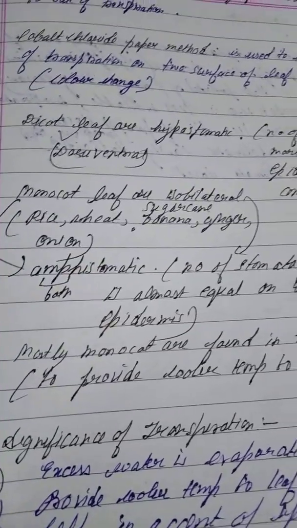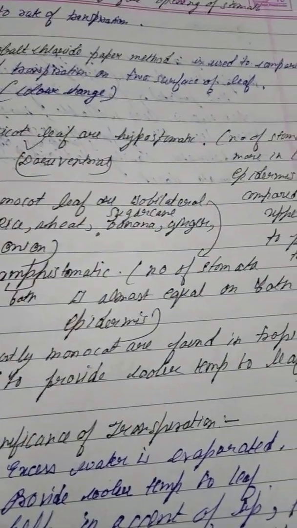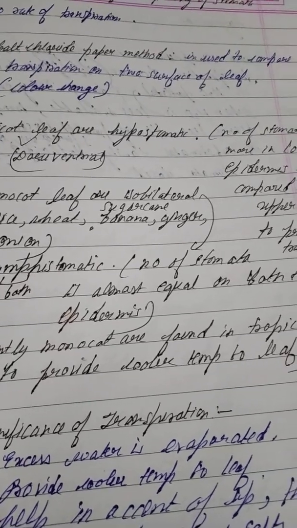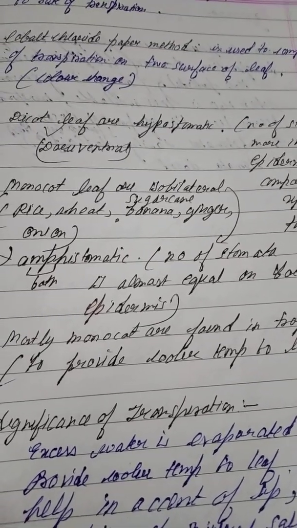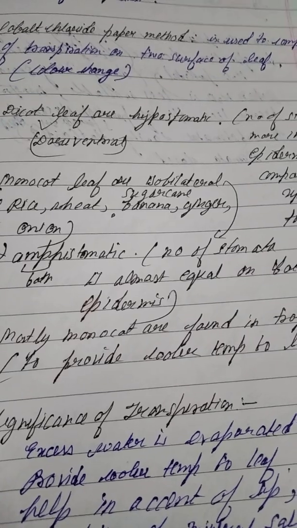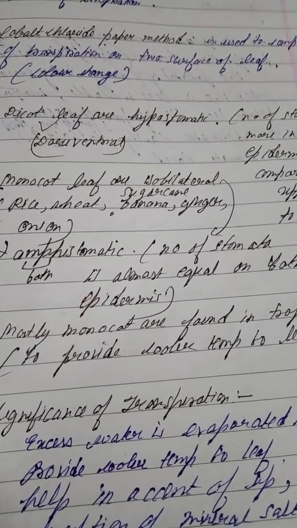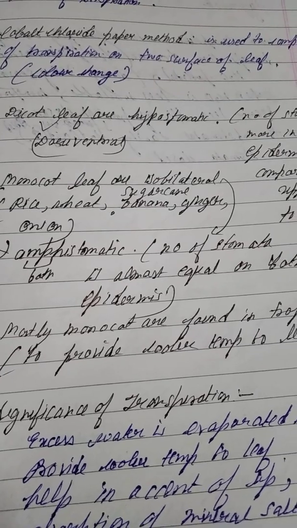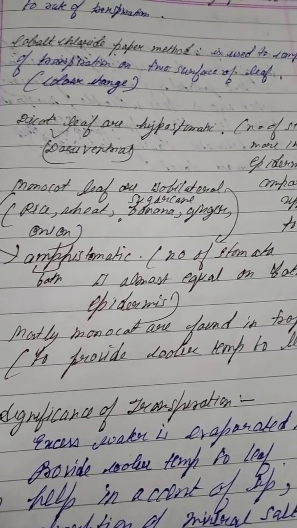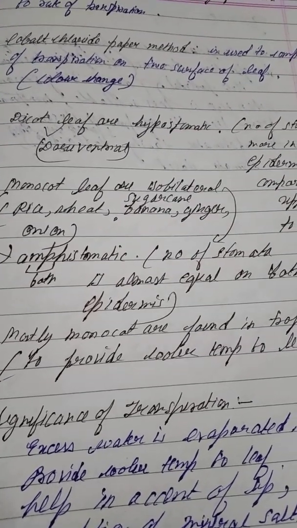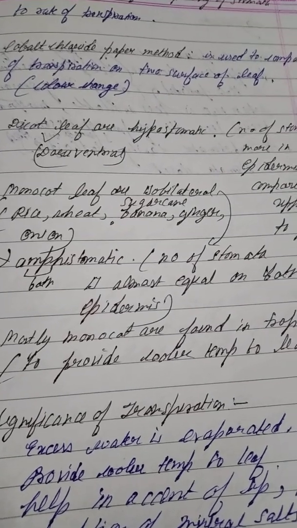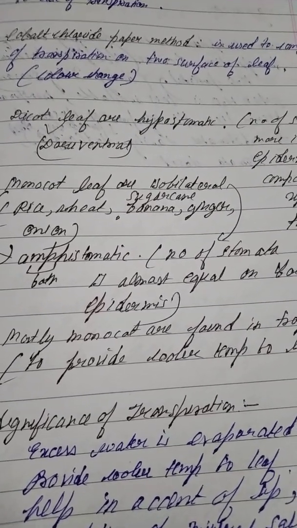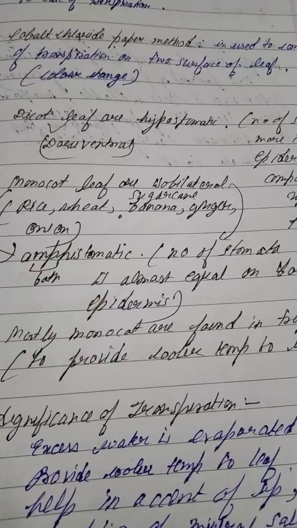And student also remember one test called cobalt chloride paper test. It is used to compare the rate of transpiration on the surface of leaf, and also remember rate of photosynthesis is measured by IRGA, infrared gas analyzer. It is used for measuring rate of photosynthesis. And student also remember Ganong potometer. It is used for measuring the rate of transpiration. And one statement Curtis has given, transpiration is a necessary evil.